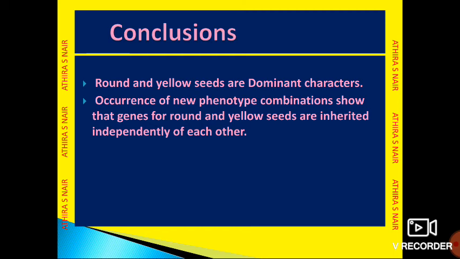The conclusions from the dihybrid F2 ratio are that round and yellow seeds are dominant characters. The occurrence of new phenotype combinations shows that the genes for round and yellow seeds are inherited independently of each other.